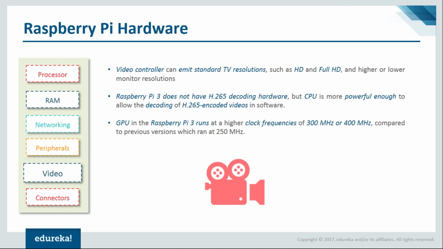Now, when you look at the video capabilities, video controllers, here you can watch complete HD videos, but Raspberry Pi does not have H265 decoding hardware. But the CPU in itself is way more capable and helps you in decoding H265 encoded videos through software operations. Now, in terms of GPU, the GPU in Raspberry Pi 3 runs at a higher clock frequency, about 300 or 400 in comparison to the previous versions, which was about 256 megahertz.